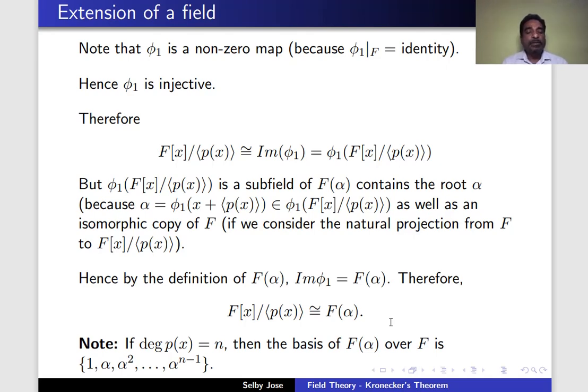So that's a proof of it. And if you combine the previous two theorems, if the degree of p(x) is equal to n, then the basis of F(alpha) over F is 1, alpha, alpha square, and so on, alpha raised to n minus 1. Because we have seen that F(x) mod p(x), the extension F(alpha) over F, is an extension of degree n, or F(alpha) is a vector space over F with dimension n.